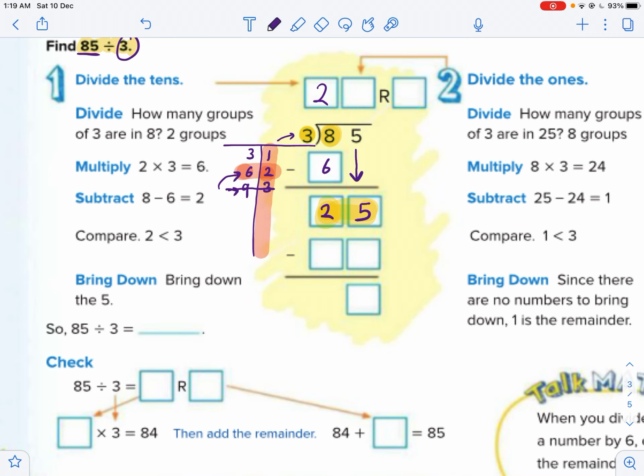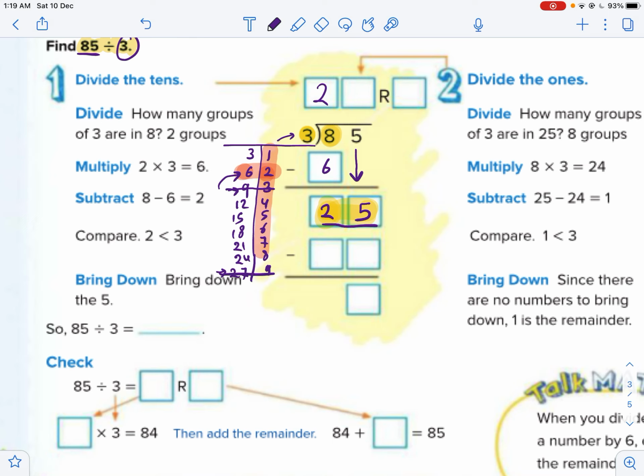Let's continue. Now, 4 times 3 is 12. 5 times 3 is 15. 6 times 3 is 18. 7 times 3 is 21. 8 times 3 is 24. You're close to the 25. 9 times 3 is 27. No, 27, you get a number bigger than the 25 that you are looking for, and you can't use that big number.